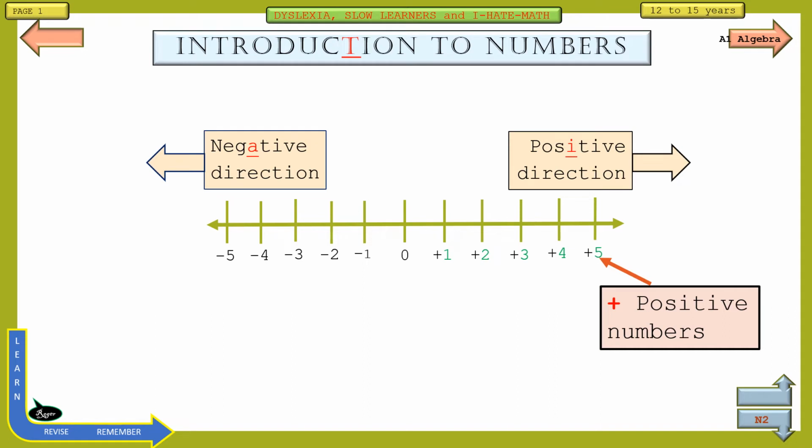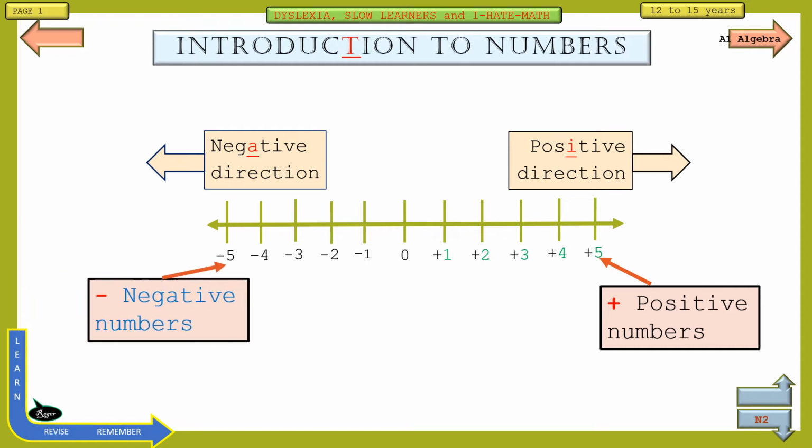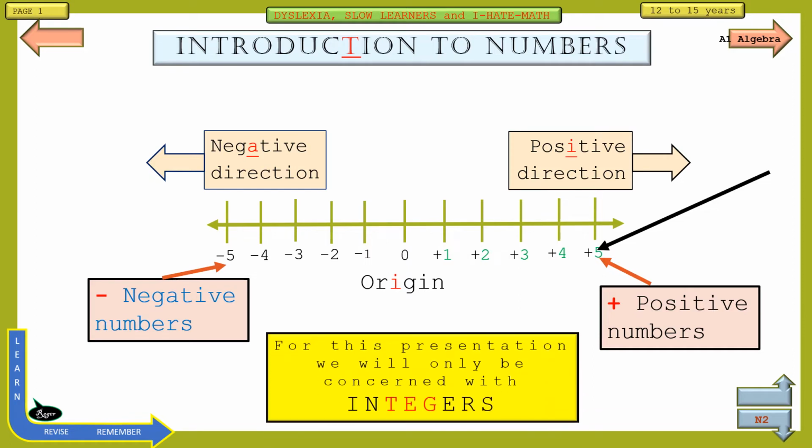There are positive numbers and negative numbers. To make things clear later, I have put a plus sign in front of the positive numbers. You see where it says 0. This is called the origin. For this presentation, we will only be concerned with integers. Integers are whole numbers, no fractions, no decimals, and no square roots.